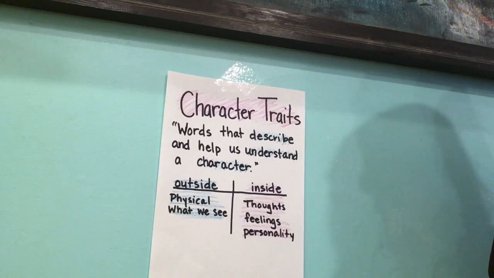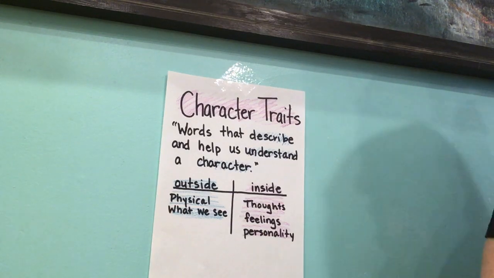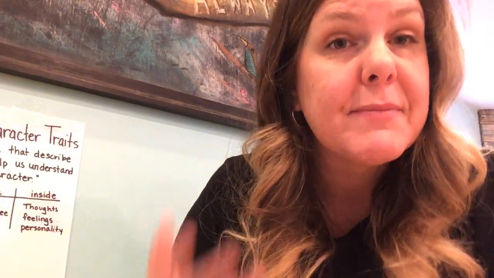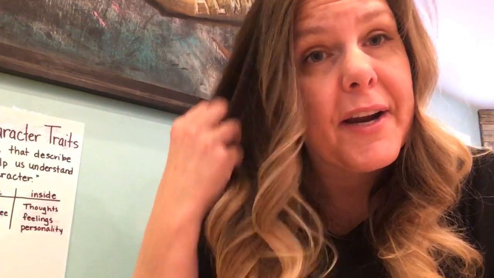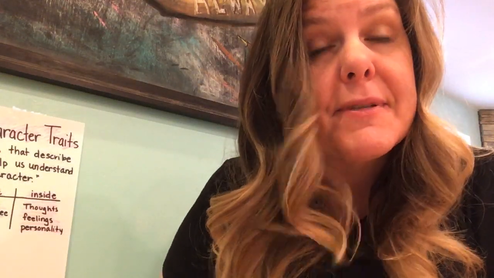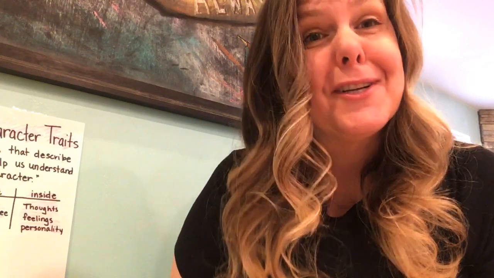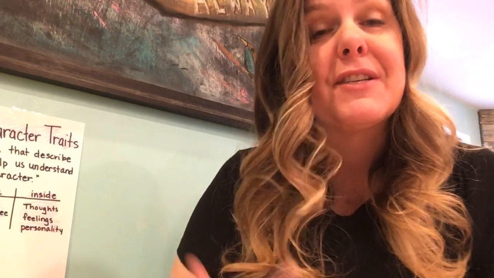And the difference between those two: on the outside are the things that we can see. So the physical traits. So for example, with me, you would say that Mrs. Littlejohn has blue eyes. She's got brown and blonde hair. She's tall. She's got pink lips. She has a nose. There are obvious ones like that. She's wearing a black shirt. So all the things that you can see and notice about me are the physical character traits. Those are the things on the outside.